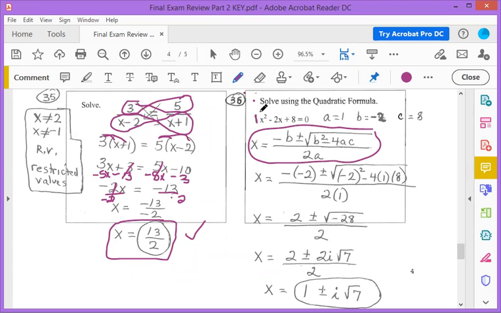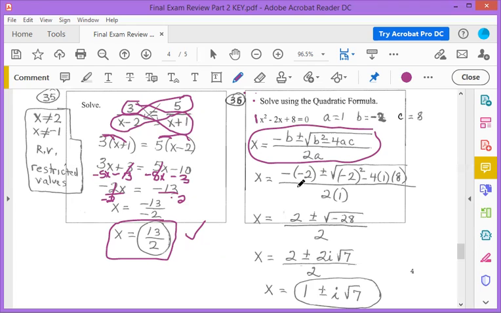Our a, the term that's in front of x squared, is 1. The b is the term that's in front of x, and that's negative 2. c is the constant, 8. That's the number without the variable. Now it's just a matter of plugging these numbers into the formula. So we'll get minus negative 2 plus or minus the square root of negative 2 squared minus 4 times 1 times 8.